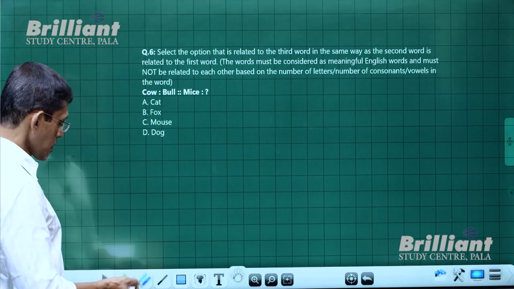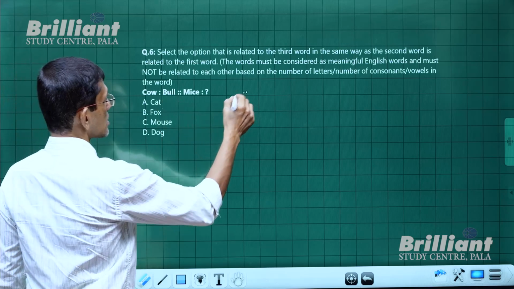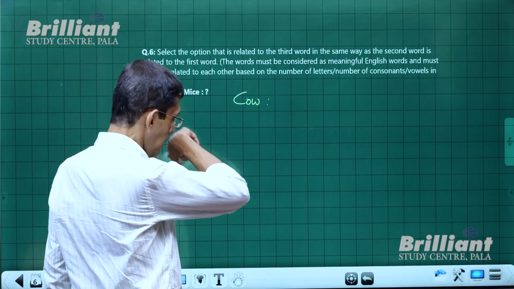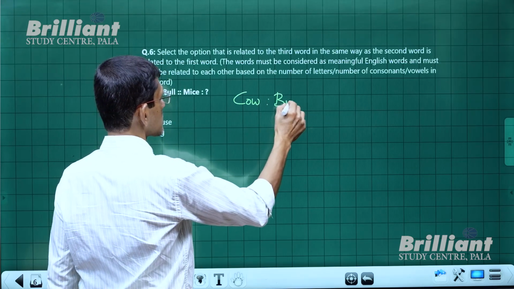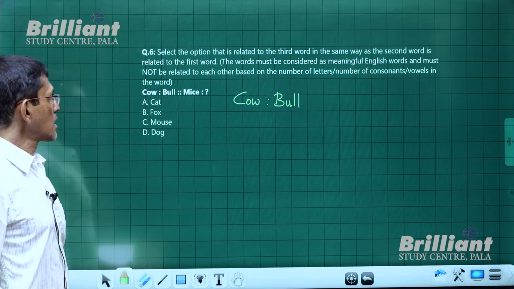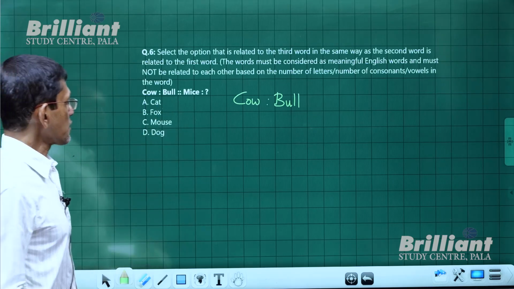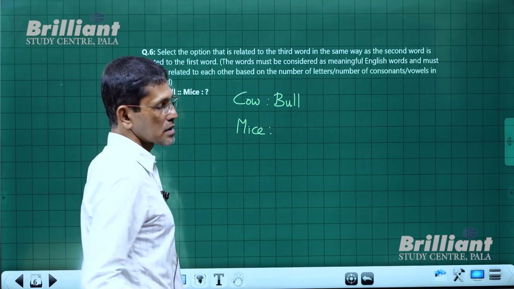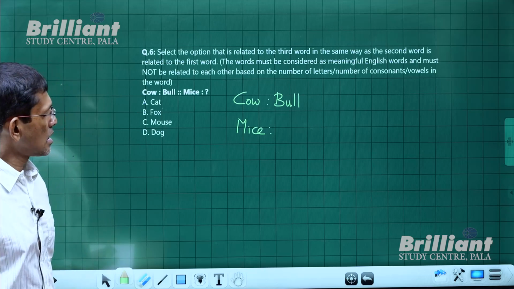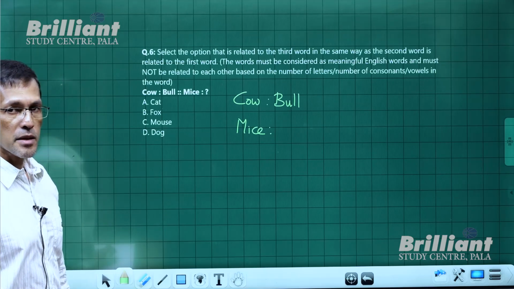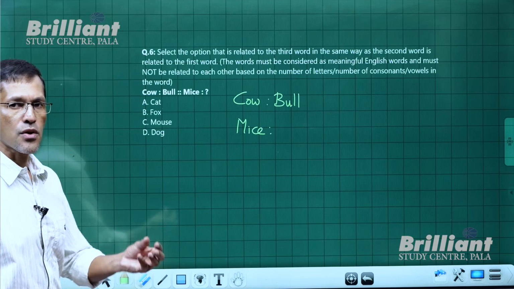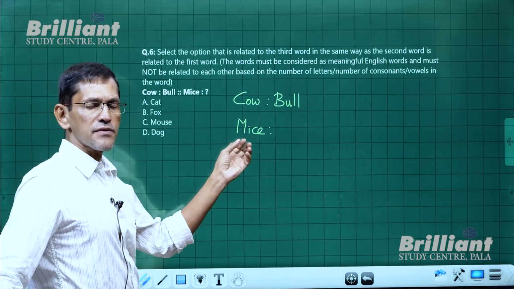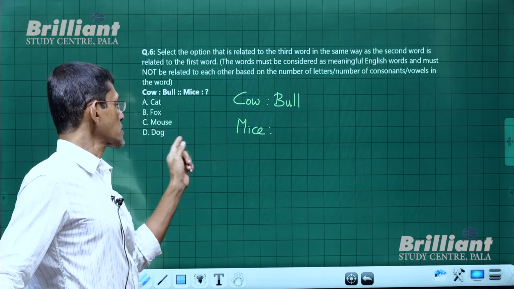Okay, so what is cow and bull? Cow, it's a female cattle. Bull is male cattle. If that's the case, mice and what? So mice, is it a female animal? So you know the rodents, right? Mouse, mice, all those cool things. Okay, so mice, is it a female? And which is the male of that?